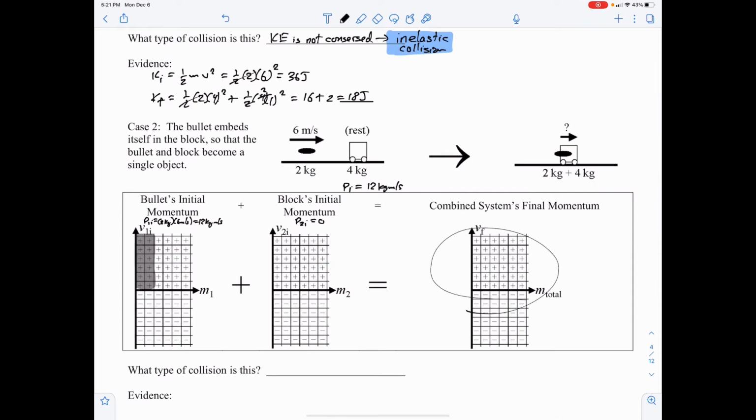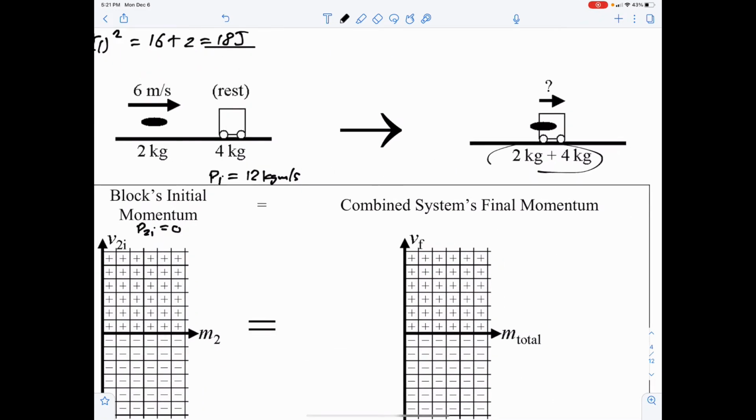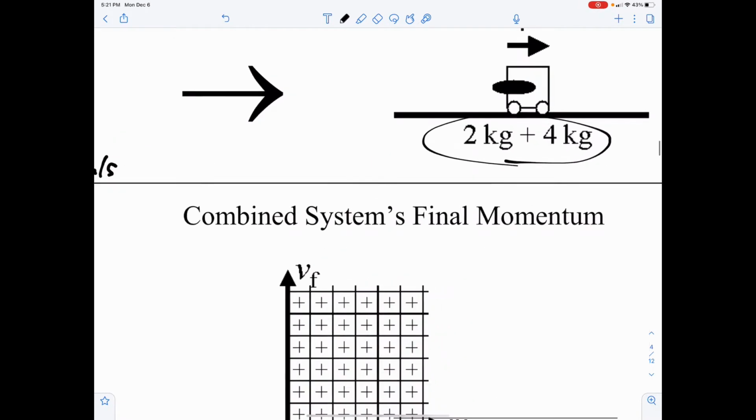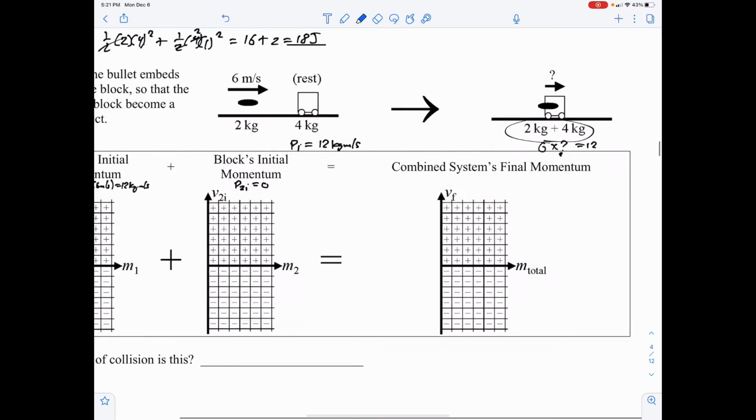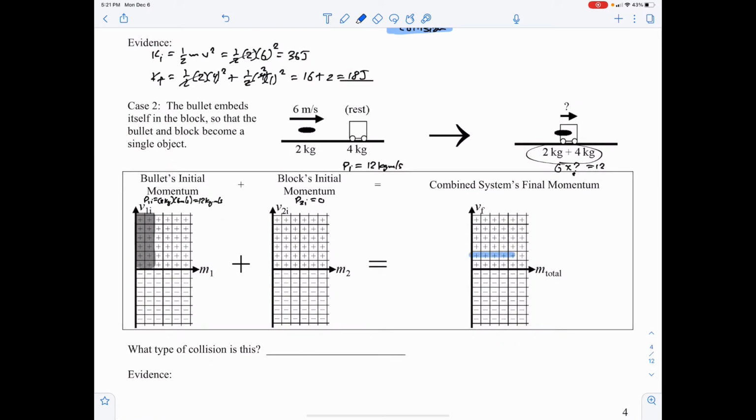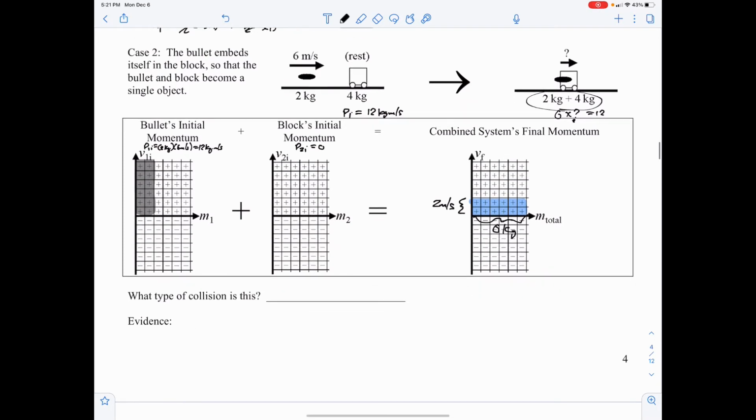The final needs to be the 12 as well. But the mass is now added up to 6. Well, 6 times what equals 12? Well, it has to be 2, of course. So we're going to make a bar chart that would look like this, showing you the combined 6 kilograms of mass and their coupled speed of 2 meters per second. What type of collision is this?